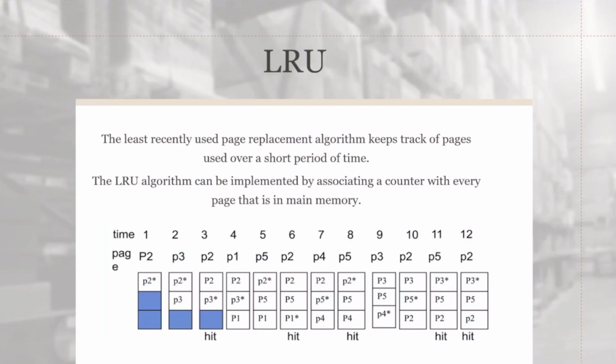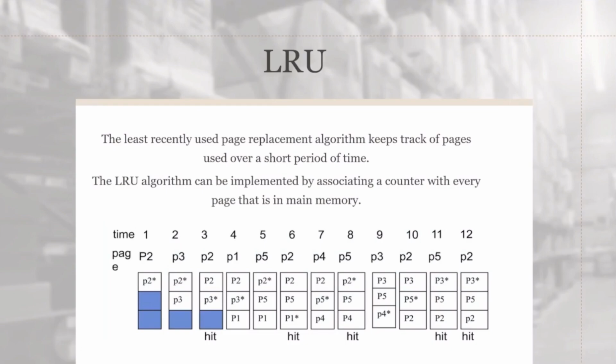LRU, the least recently used page replacement algorithm, keeps track of pages used over a short period of time. The LRU algorithm can be implemented by associating a counter with every page that is in main memory. It is a popular cache eviction policy used in computer systems to manage the contents of a cache. Caches are used to reduce the time it takes to access data from a slower storage location, such as a hard disk or network. The LRU algorithm replaces the least recently used page with a new one.